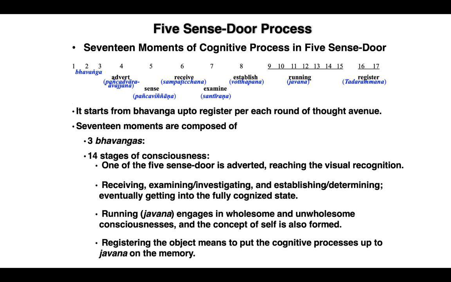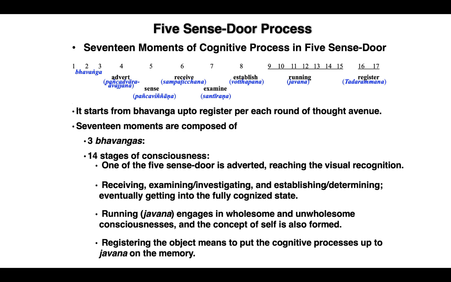Here, the time of the man's sleeping at the foot of the mango tree is like the time when the bhavanga is occurring. Here, the first 3 bhavanga. The instant of the ripe mango falling from the tree and grazing his ear is like the instant of the object striking one of the sense organs, for instance, the ear. The time of awakening by the sound is like the five-door adverting consciousness turning toward the object, that is, advert.